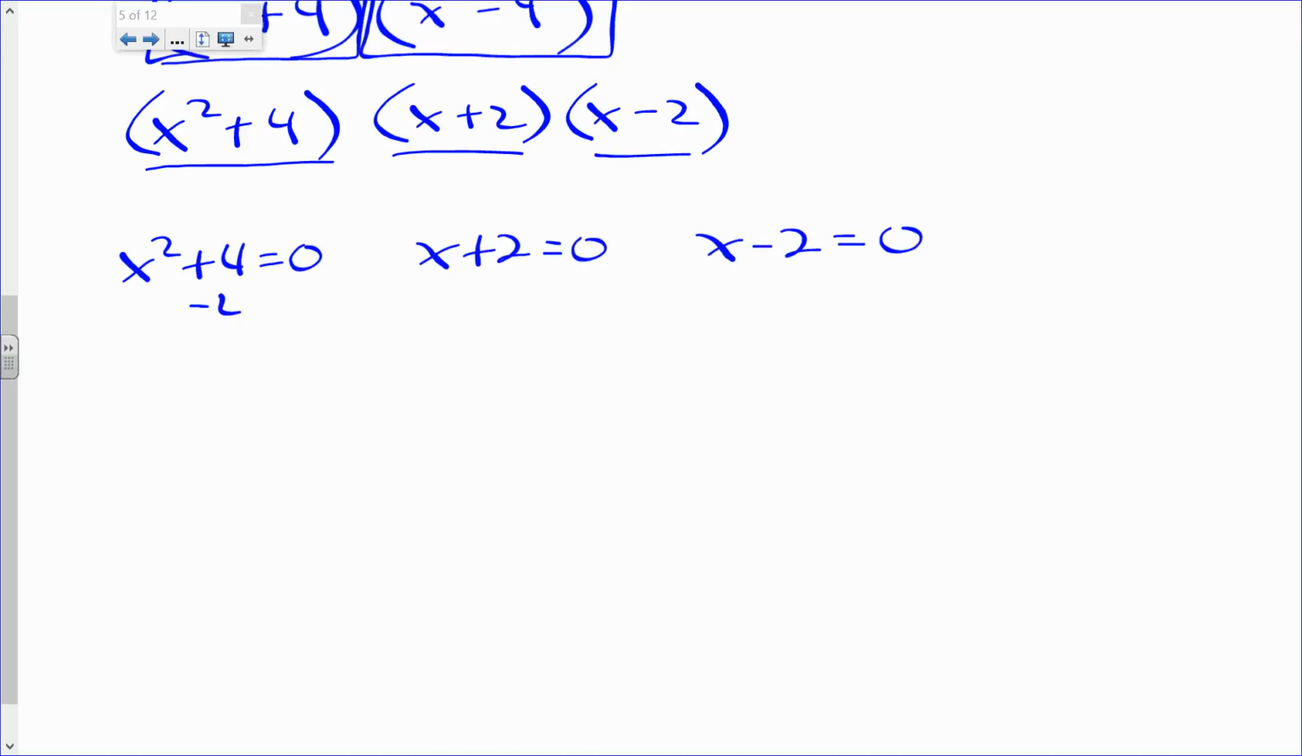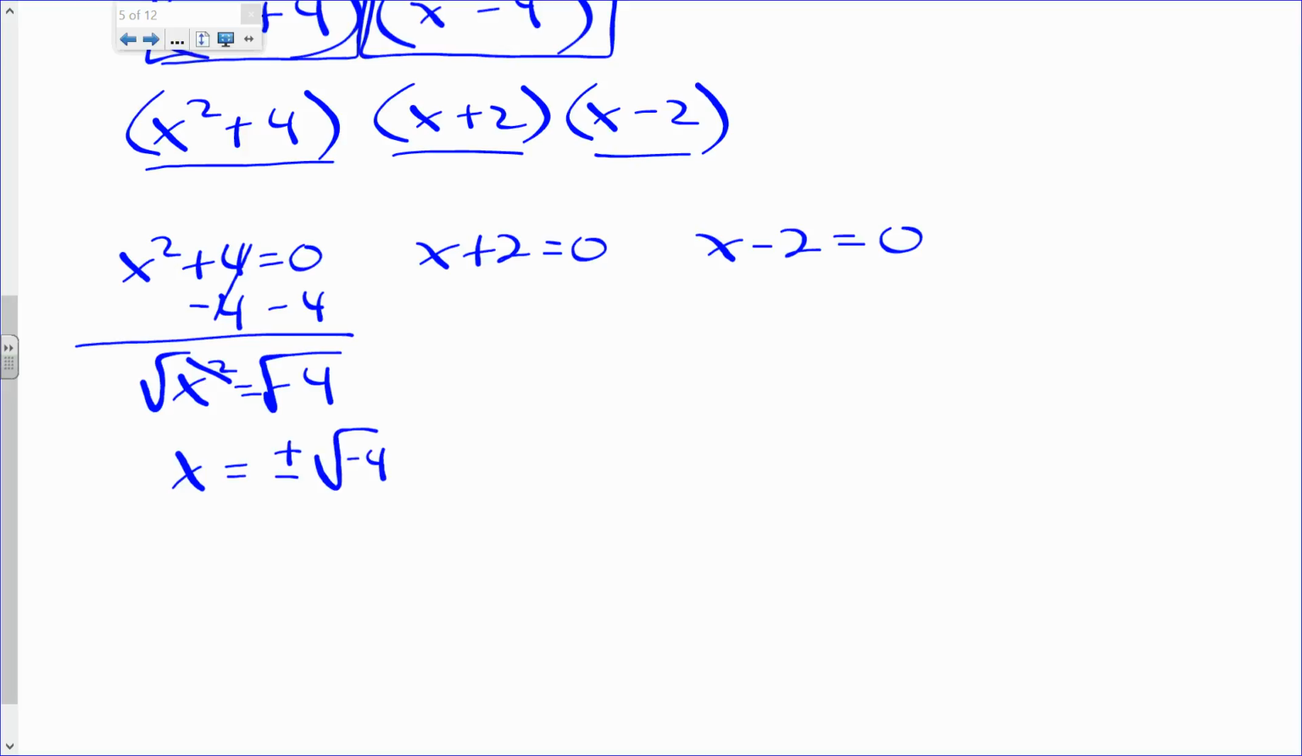So let's subtract 4 from both sides. So I have x squared equaling negative 4. I'll take the square root. And so I have x is equal to positive and negative the square root of negative 4. Again, when I get back from my vacation, we'll cover how to handle negative square roots. But for now, we have 2 solutions: positive square root of negative 4 and negative square root of negative 4.